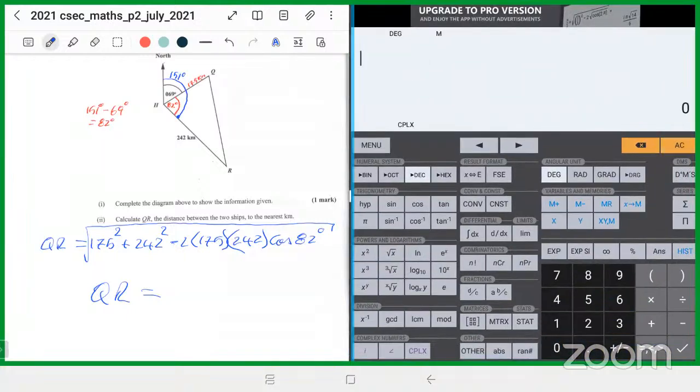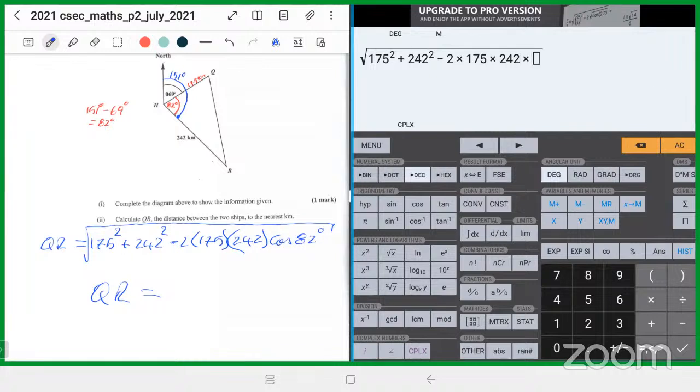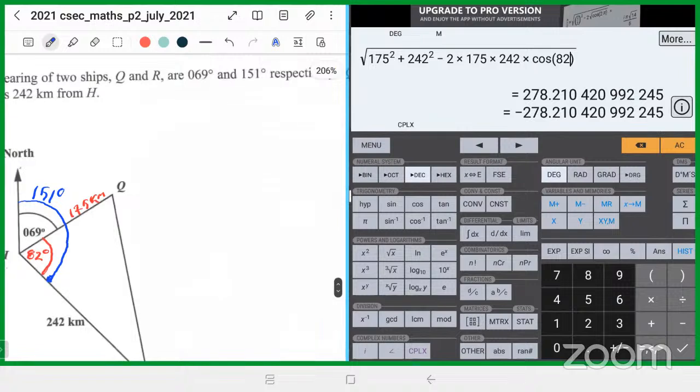So it becomes the square root of 175 squared plus 242 squared minus 2 times 175 times 242 times the cosine of 82. Make sure the calculator is in degrees. Yes, it is, I can see the DEG up there. And I get 278. Did they say anything about the nearest kilometer? Yes, so it's 278 kilometers, meaning you don't put a decimal, you round to the nearest whole number. We put that on the diagram: 278 kilometers.